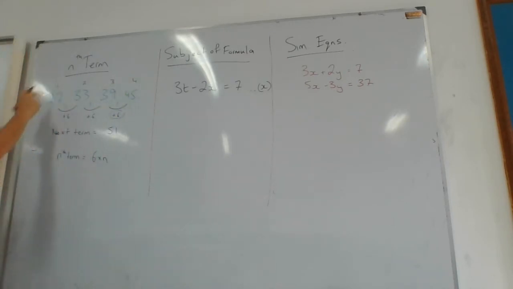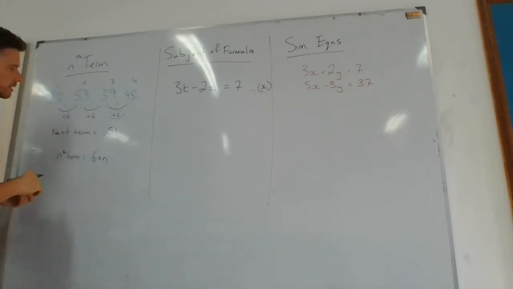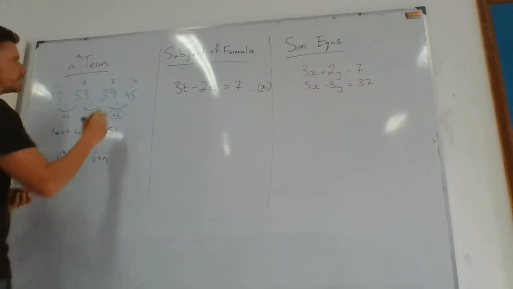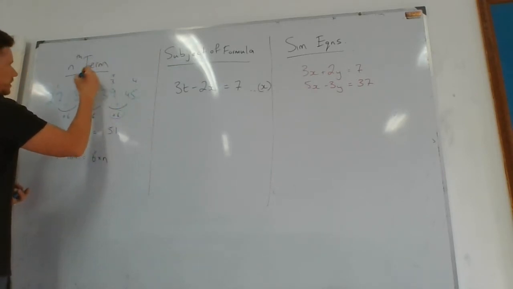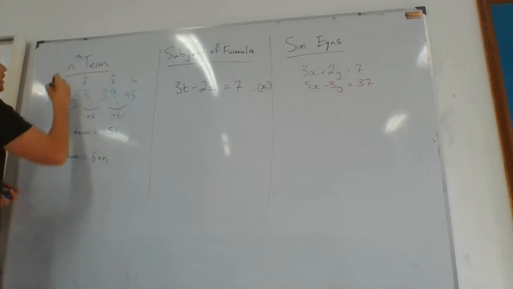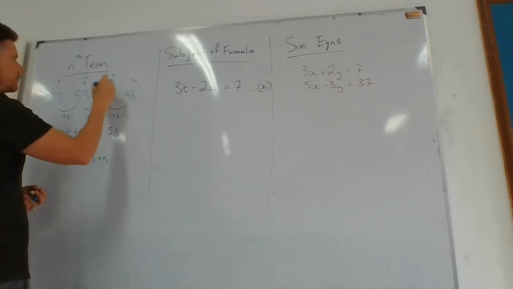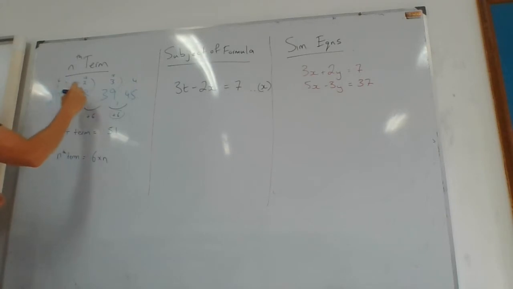6 times 1 here gives 6. 6 times 2 gives 12. 6 times 3 gives 18. So these are numbers if I multiply by 6. How far is each of these off what answer we have here? How far away?